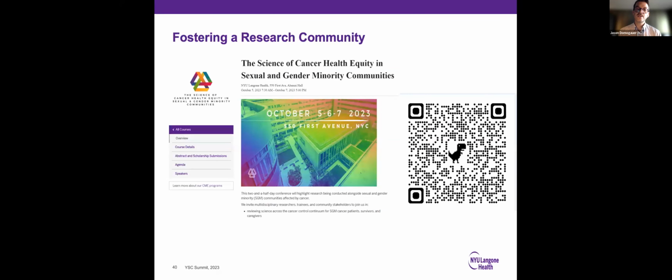And then at NYU, we're hosting the first annual Science of Cancer Equity in Sexual and Gender Minority Communities, and this is happening in October this year. This is an opportunity for researchers, clinical providers, community partners, or just individuals who are interested to come and discuss where we are currently at in terms of our understanding of the barriers, the gaps, and the currently known literature, and how we put our collective minds together to develop strategies to identify future gaps or help close them further. So please use the QR code if you're interested in participating.